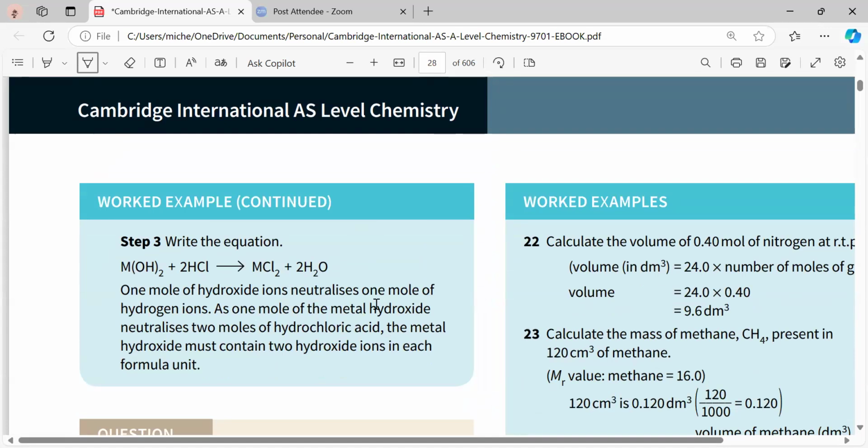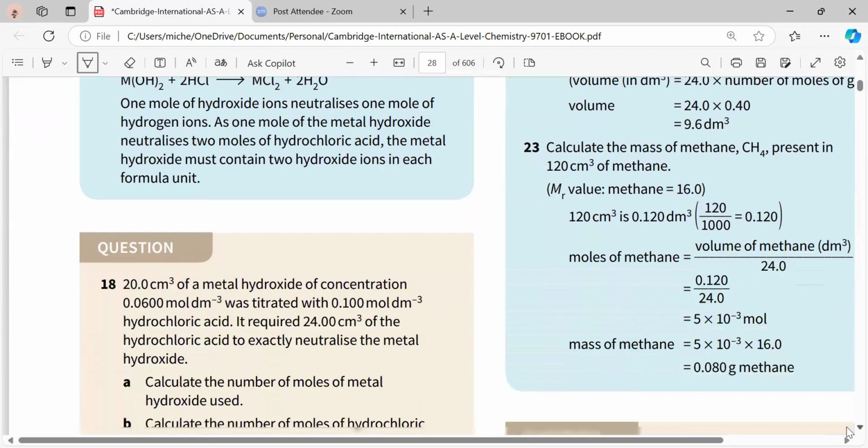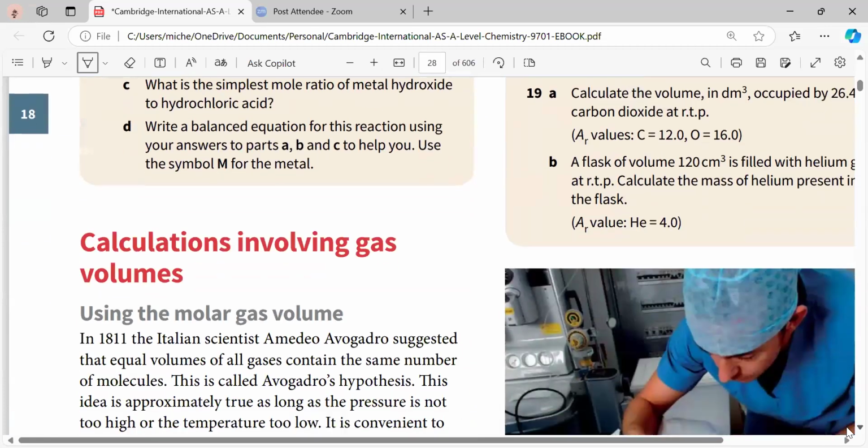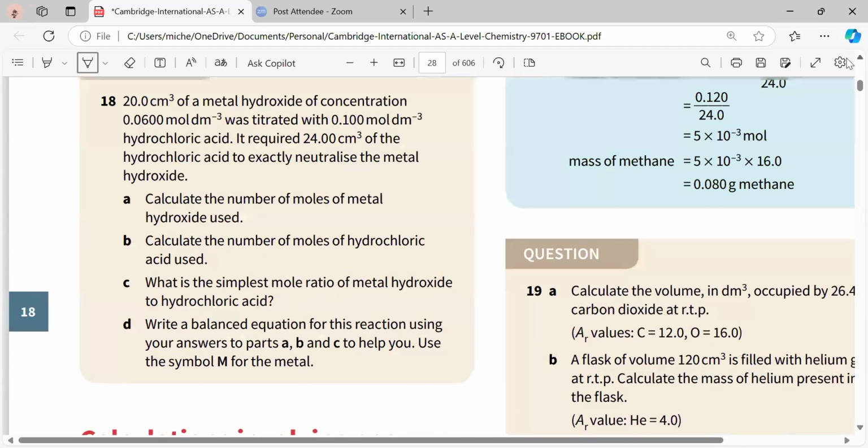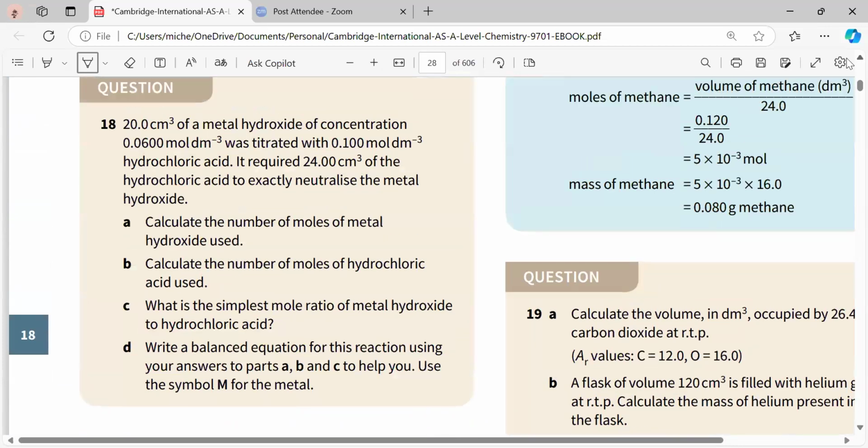So 1 mole of hydrochloric acid neutralizes 1 mole of hydroxide ions. As 1 mole of the metal hydroxide neutralizes 2 moles of hydrochloric acid, the metal hydroxide must contain 2 hydroxide ions in each formula unit. Okay, so here's the question. Give me a moment to think about the question, and you can also figure this out if you want to do this on your own.